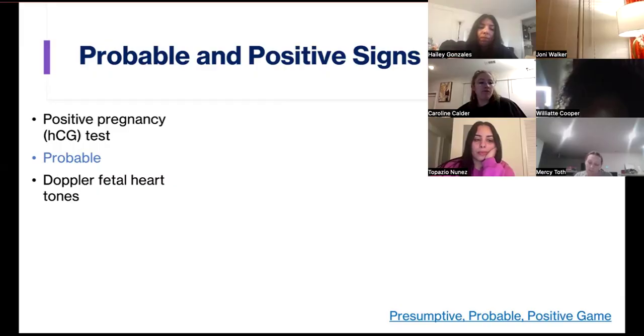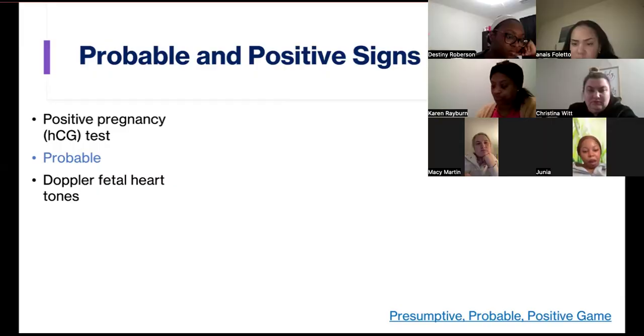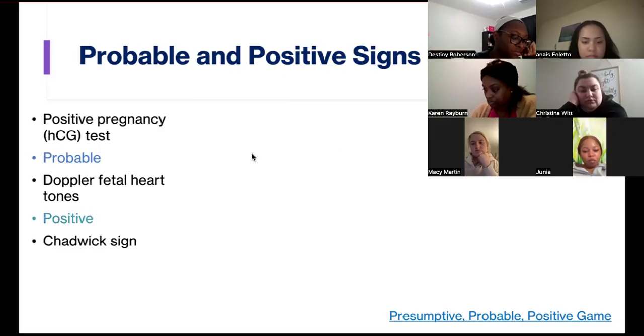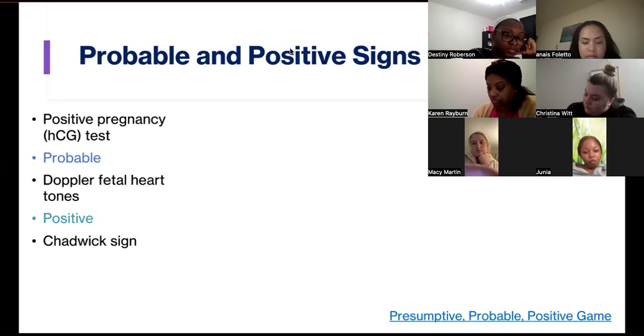What about if we hear fetal heart tones via a Doppler? Positive. That would be positive, because we are auscultating the baby. You hear that baby. What about our Chadwick sign? Probable. Who can tell me what the Chadwick sign is?